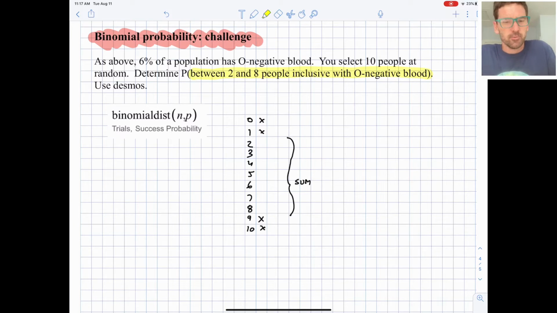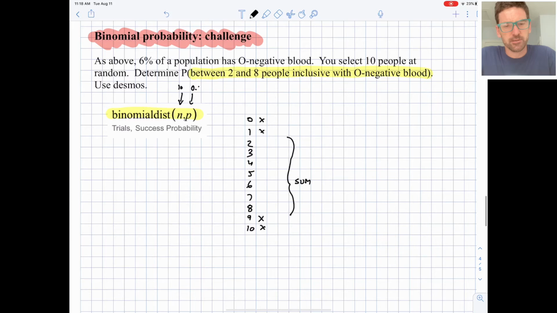And more specifically, we're going to use this formula in Desmos, binomial dist, and then in for n, we're going to put the trials, which is 10, and in for p, our probability of success, which is 0.06. Okay, so let's go ahead and move over to Desmos and see how that works.